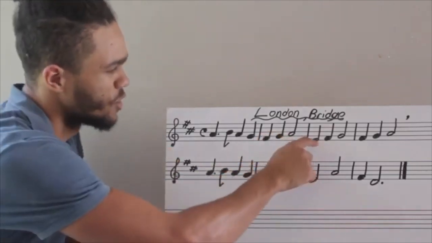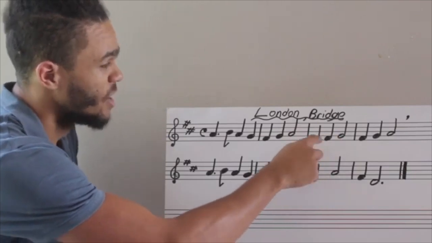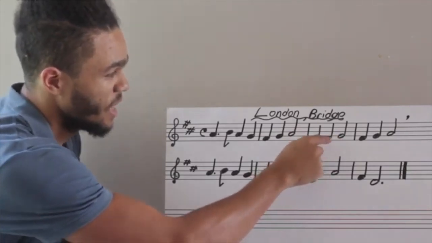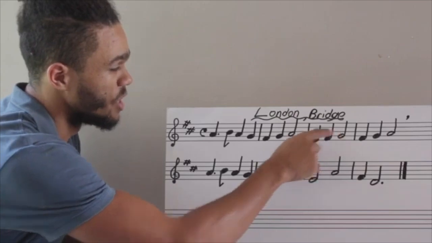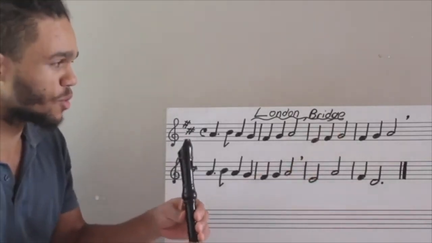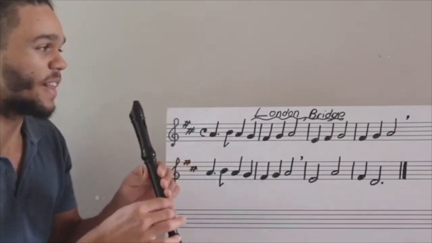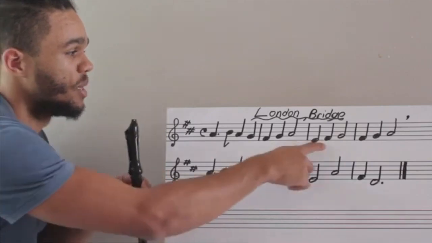Alright, then we go to our next bar, bar number 3. Now we start on E. Let's go from here. E, F sharp, G. Just remember, for E you block those 2 bottom holes over here, and for F sharp, you block the 2 down here. So let's try that. E, F sharp, G, bar 3.